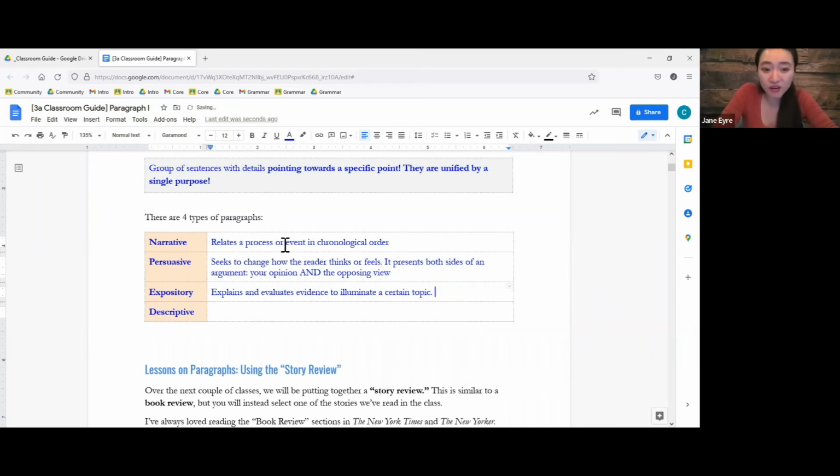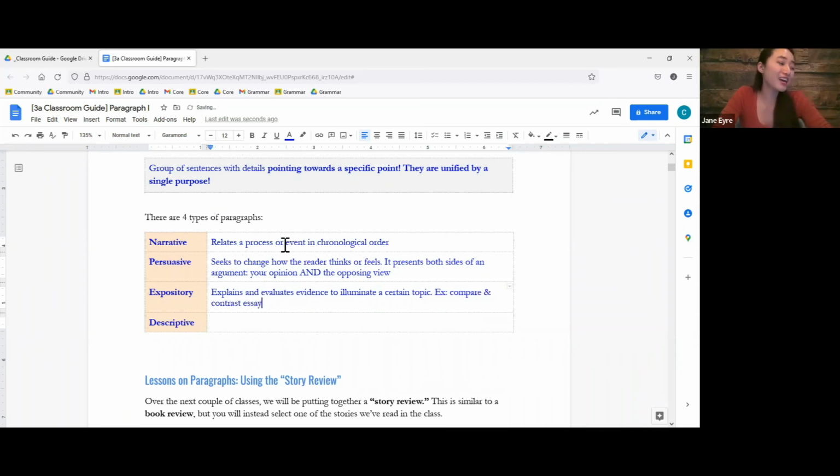And a very common type of expository essay is actually a compare and contrast essay. So, for example, a compare and contrast essay. And actually in some of our prior levels, we do expository essays for our final projects, including, say, a literary response. Okay, so this is expository.